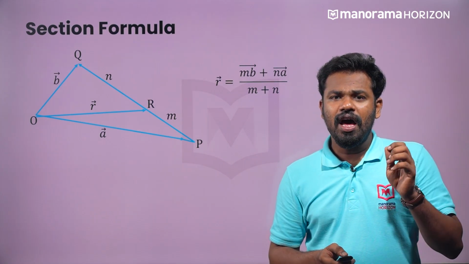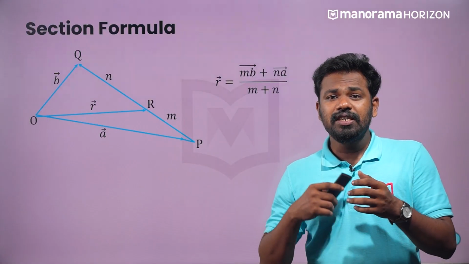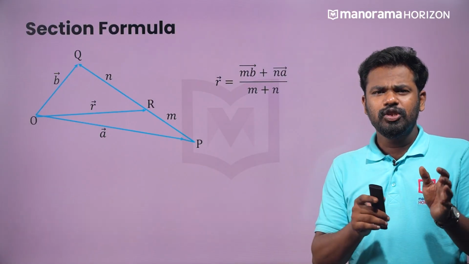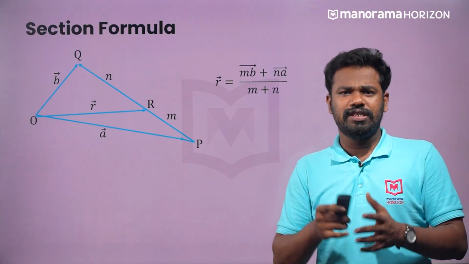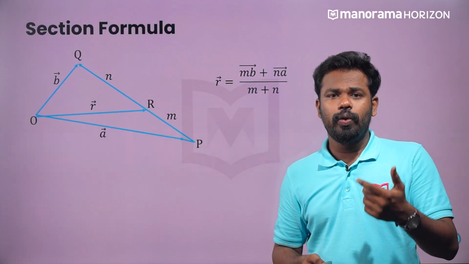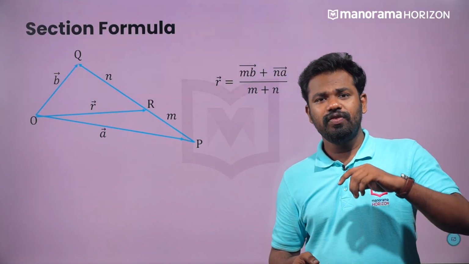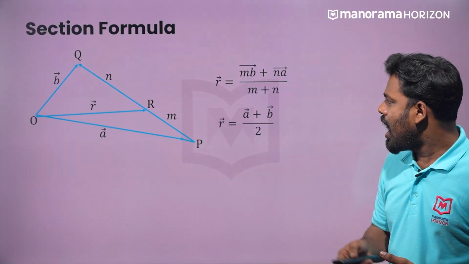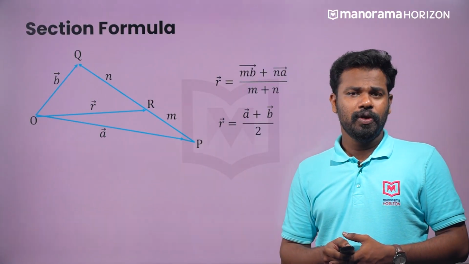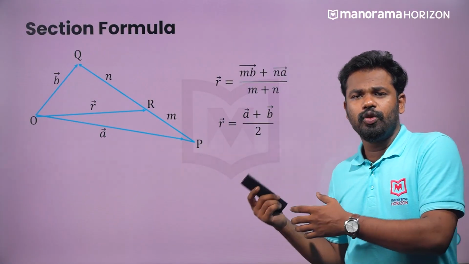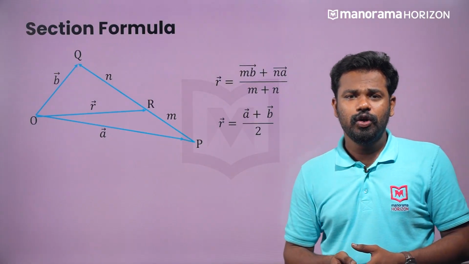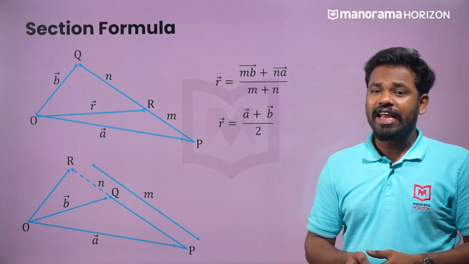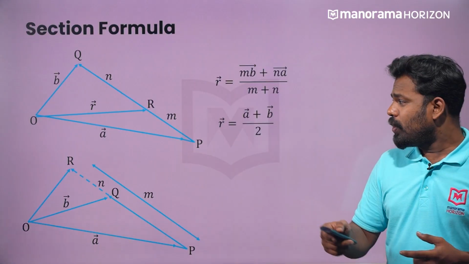Here we have to note that if R divides PQ internally such that R is the midpoint of PQ, then m is to n becomes 1 is to 1, that is, the ratio is the same. Applying this ratio to the equation of the position vector of R gives you another formula, that is r equals (a plus b) by 2. So if it is a midpoint, then you just have to use the formula (a plus b) by 2. Now let us understand the second case, that is R dividing PQ externally.